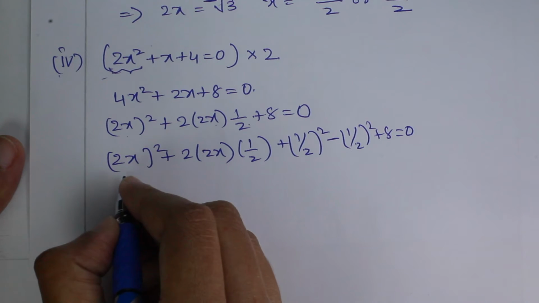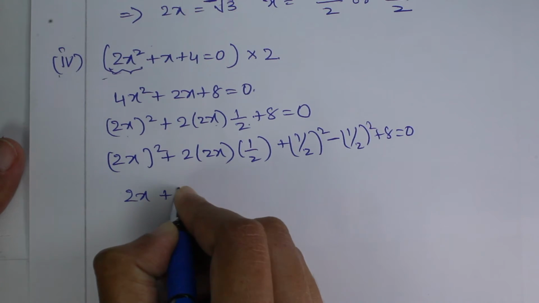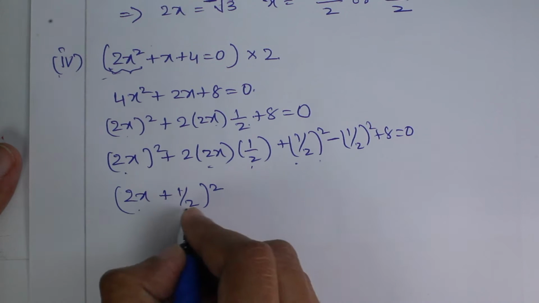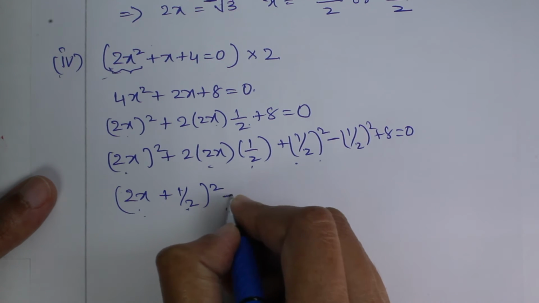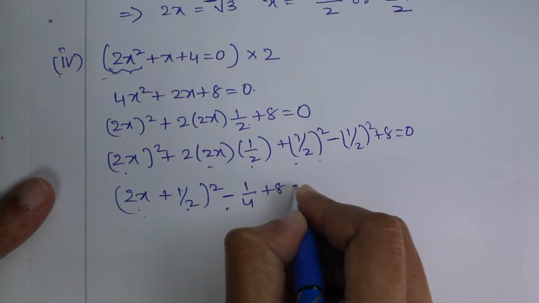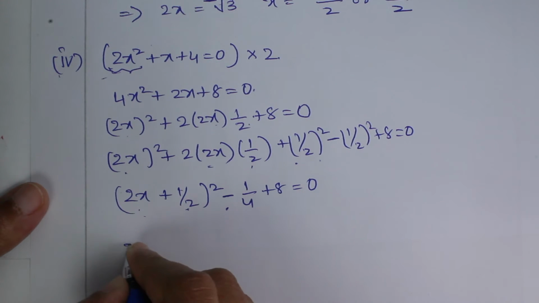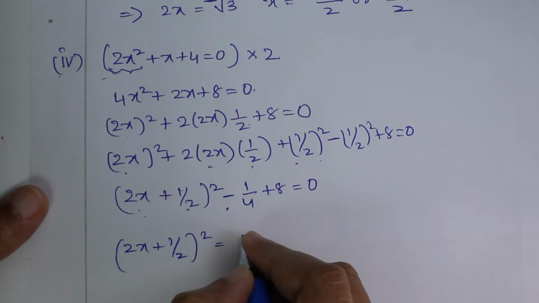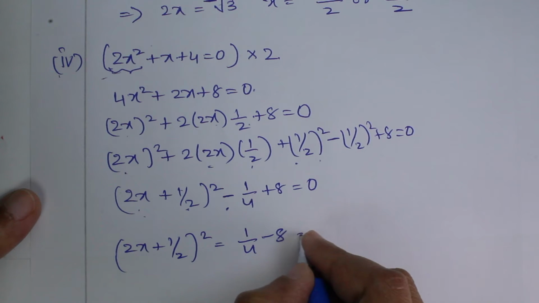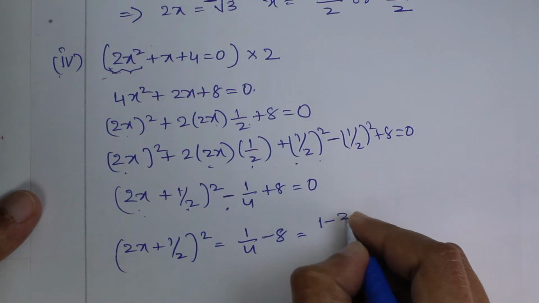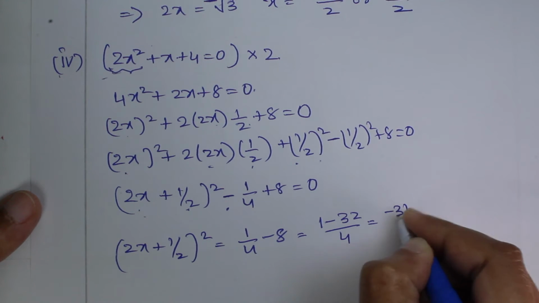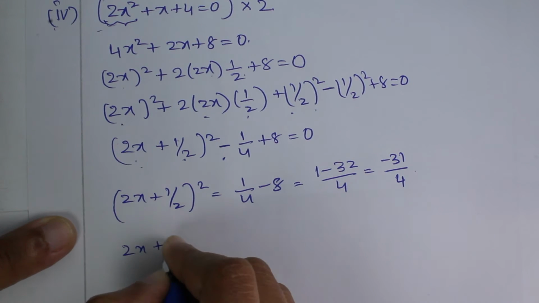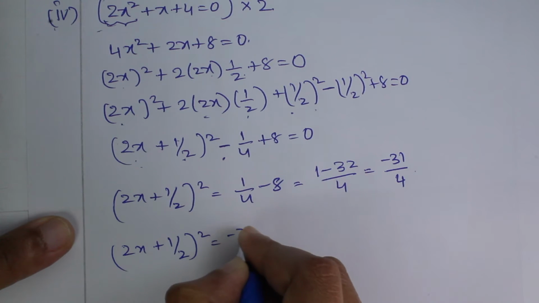Okay, this becomes (2x plus 1 by 2) whole square, because this is in the form of a square plus 2ab plus b square. So it becomes (a plus b) whole square, minus 1 by 4 plus 8 is equal to 0. So it becomes (2x plus 1 by 2) whole square is equal to 1 by 4 minus 8, that is equal to (1 minus 32) by 4, that is equal to minus 31 by 4. Okay, now (2x plus 1 by 2) whole square is equal to minus 31 by 4.